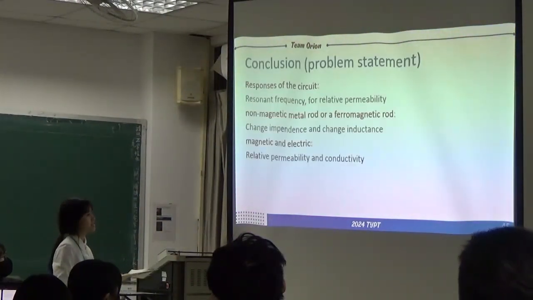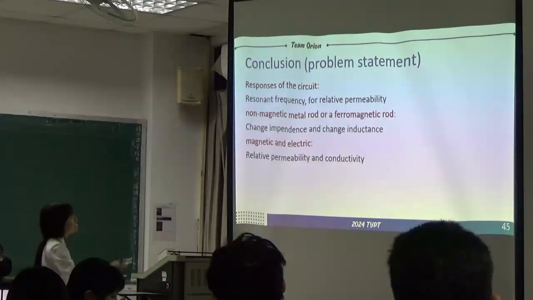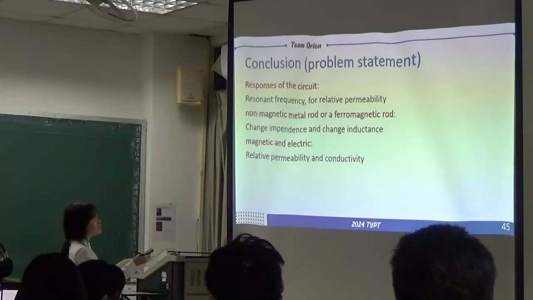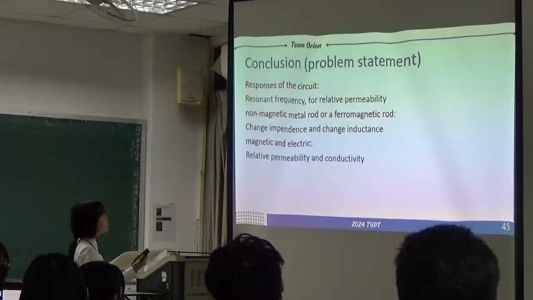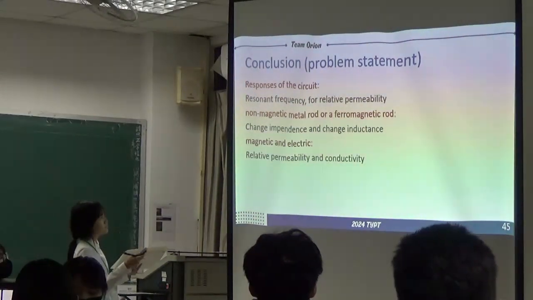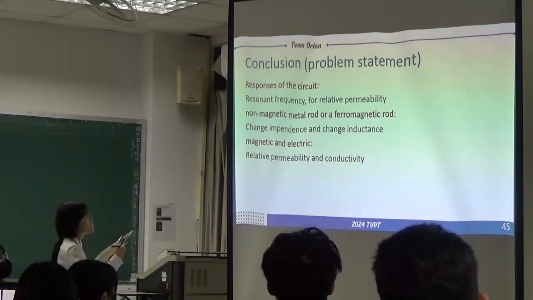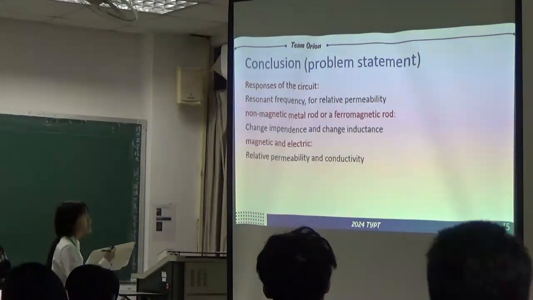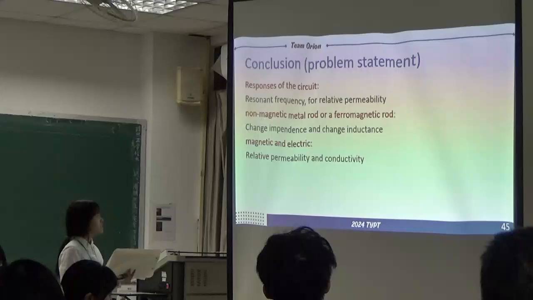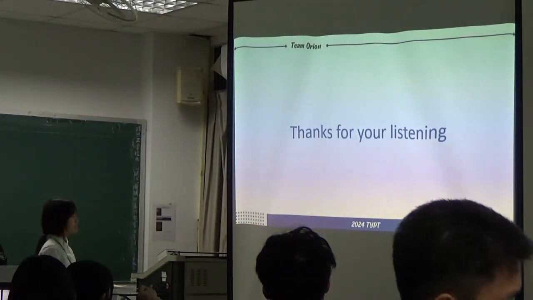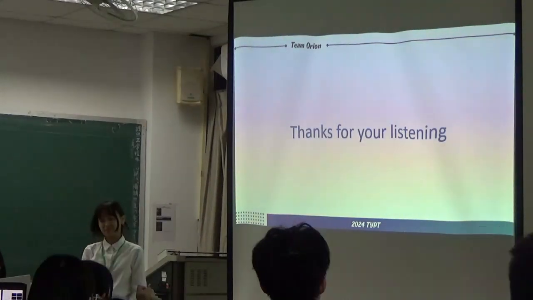Okay, because of time reasons we will skip. So we will get into the conclusion. Firstly, responses of the circuit, resonance frequency for relative permeability. Another question is non-magnetic metal rod or ferromagnetic metal rod, and we say the change in the impedance and change in inductance. And about the magnetic and electricity, relative permeability and conductivity. Okay, thank you.